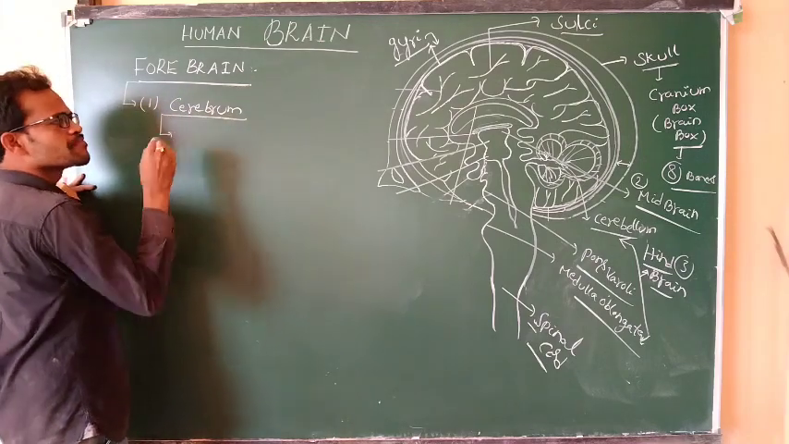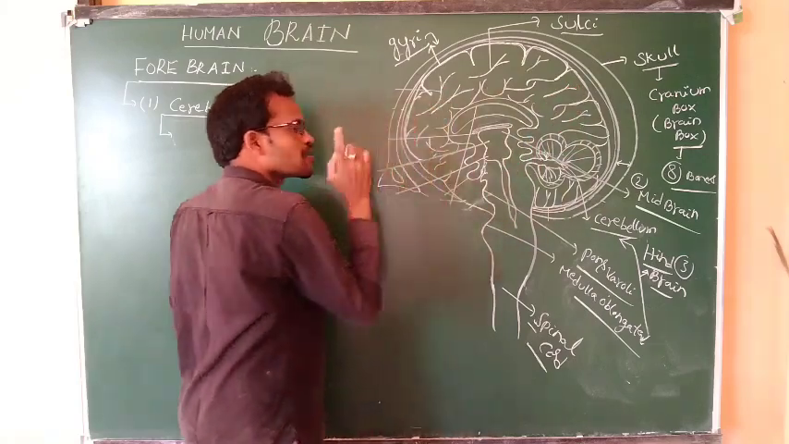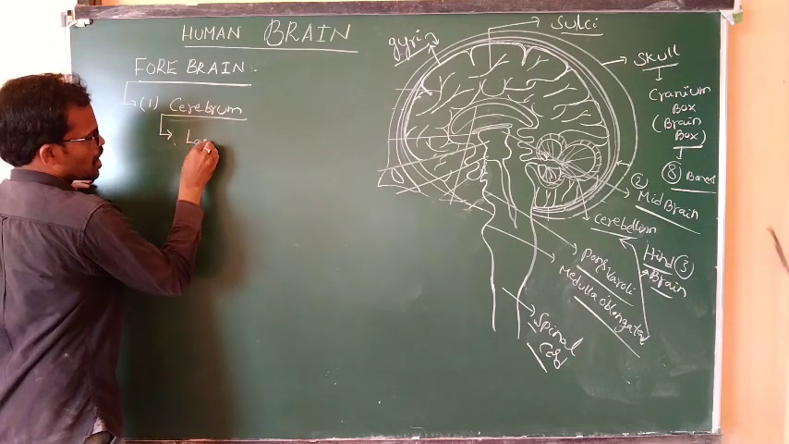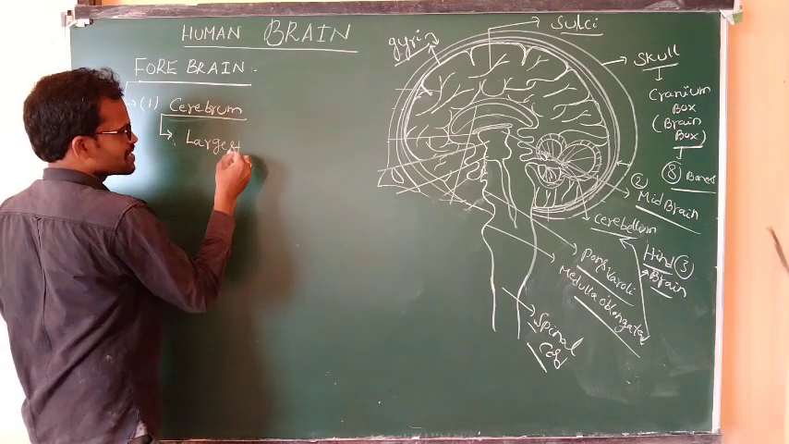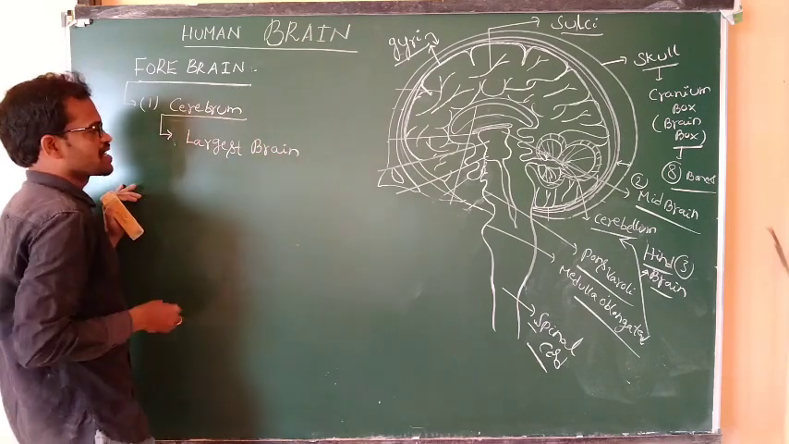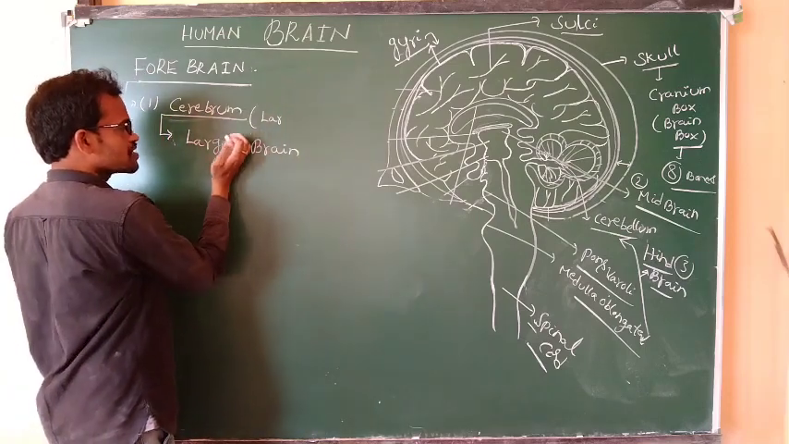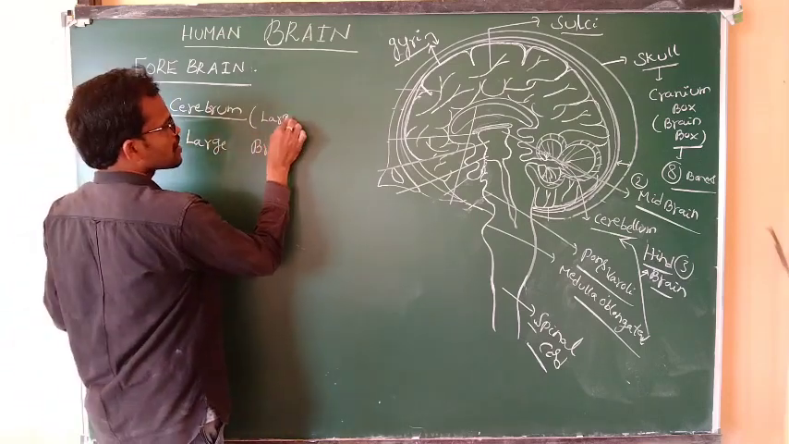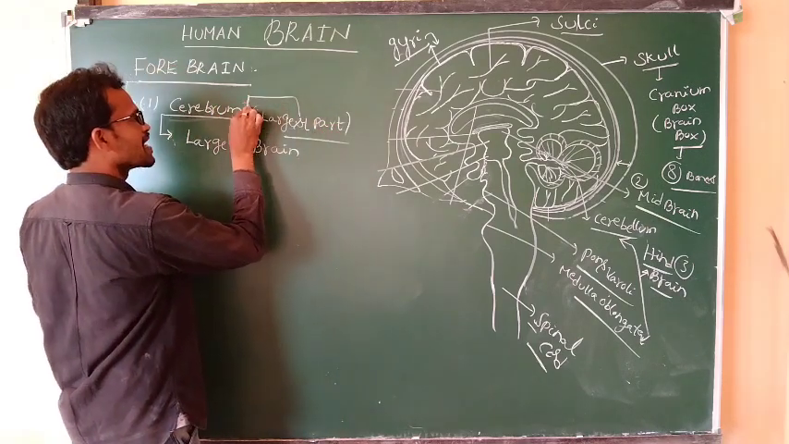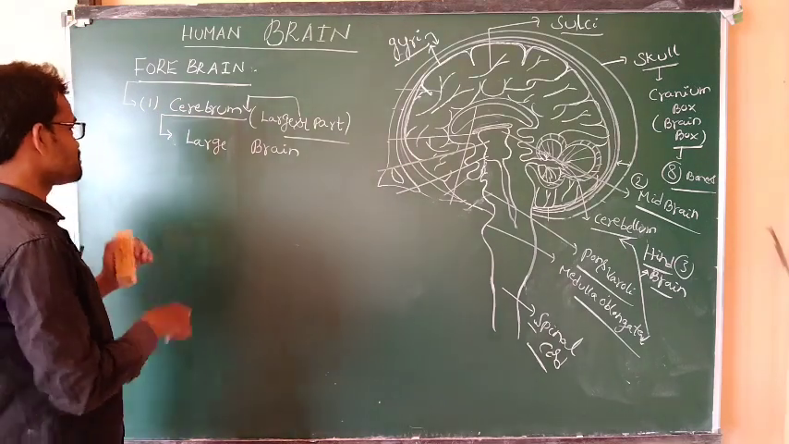It is the largest part occupied in the brain. Cerebrum means the largest part, the largest brain part. Large brain or small? Large brain. The largest part of the brain is known as the cerebrum.